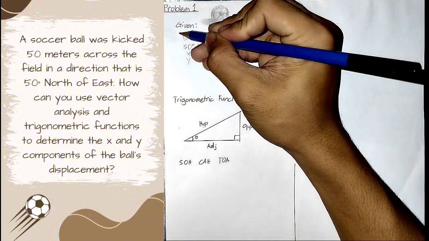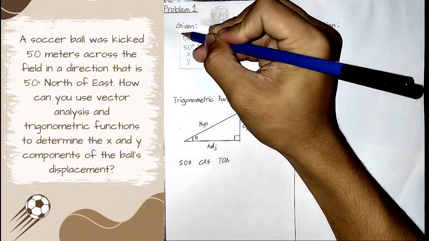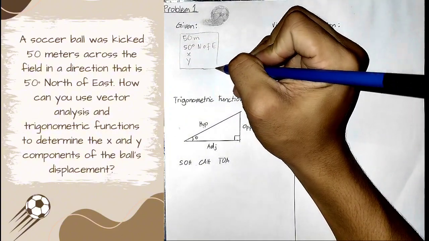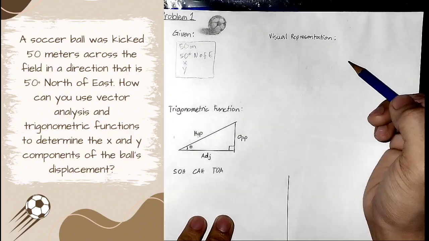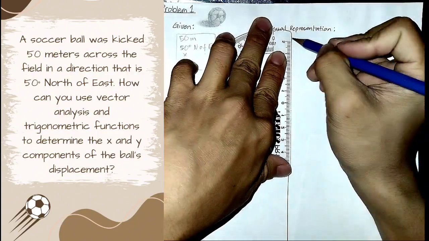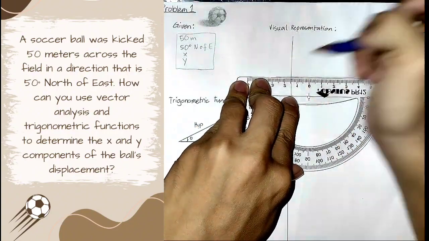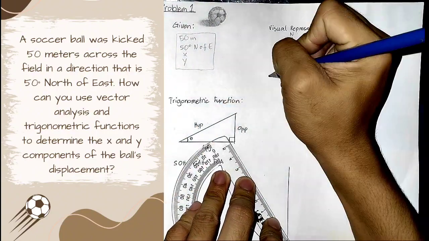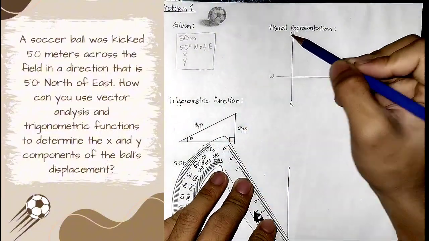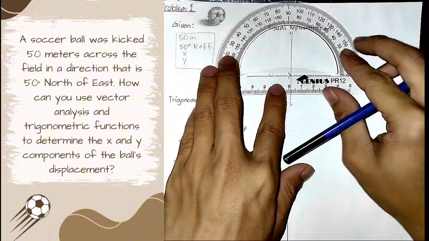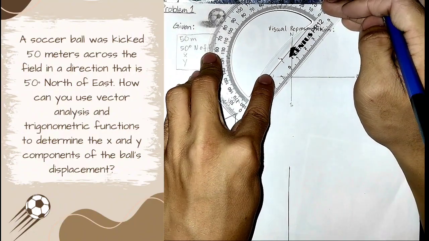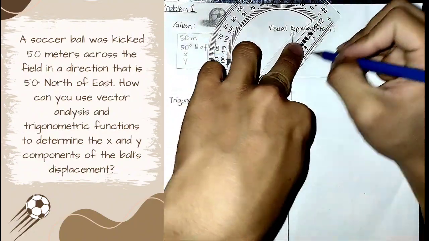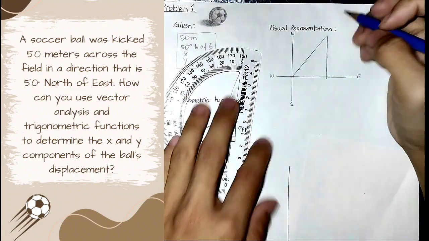Now that we have all the given, we will proceed to the next step, which is drawing a visual representation of the problem. In this step, we are going to draw a Cartesian plane and then label each direction. The horizontal line represents the west and east, and the vertical line represents the north and south. We will then incorporate the problem into our representation.